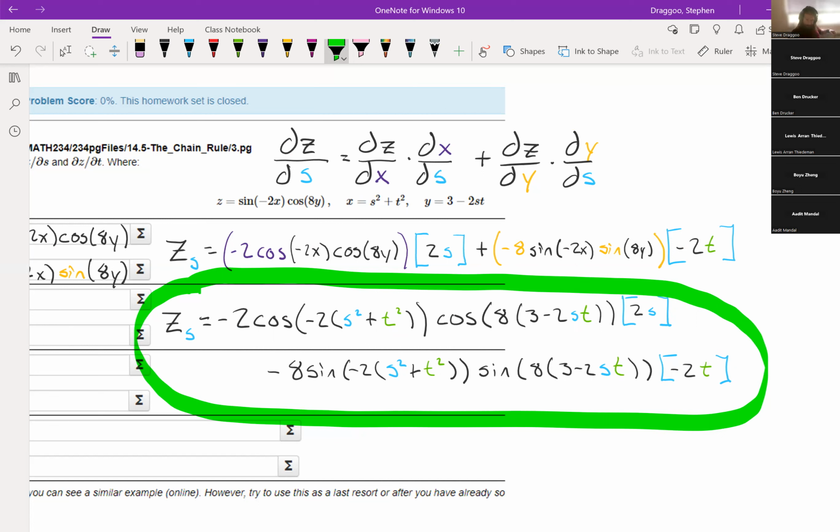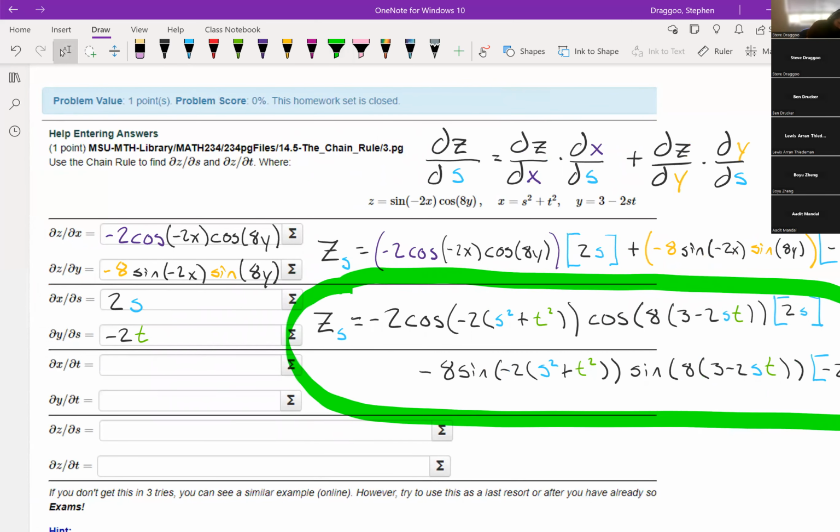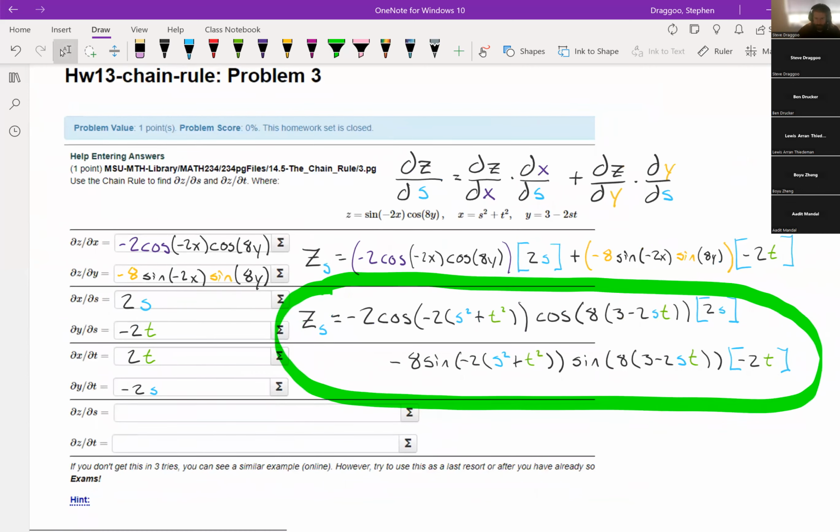So if we need the t partial, again, we would just replace those two blue brackets with the t partials instead. And those t partials would be 2t for the derivative of t squared, and negative 2s for the derivative of negative 2st. So if they came up, we just swap out those blue brackets for the t partials, and we'd have our answer. Okay. So that's the chain rule.